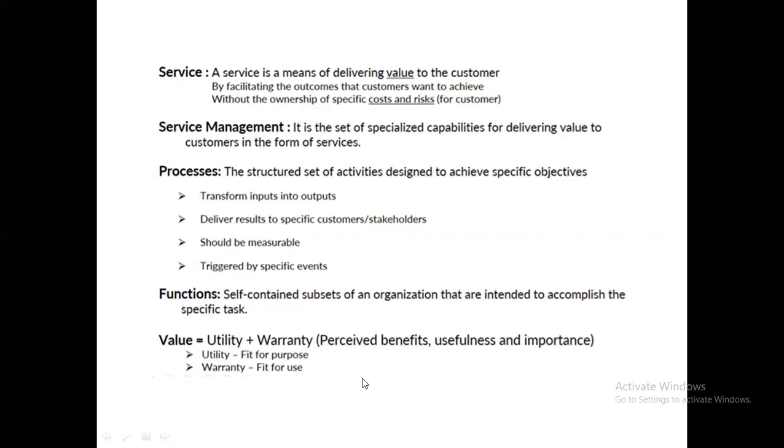It should be measurable, that I should be able to measure that, okay, how is my incident management process working? Or how is my problem management process working? How is my change management process working? Is it successful or not? And it is always triggered by a specific event, which means, can I do incident management without having an incident? No. I should first have an incident in place, then only I can do some kind of incident management, right? So it always gets triggered with certain things, with certain events.